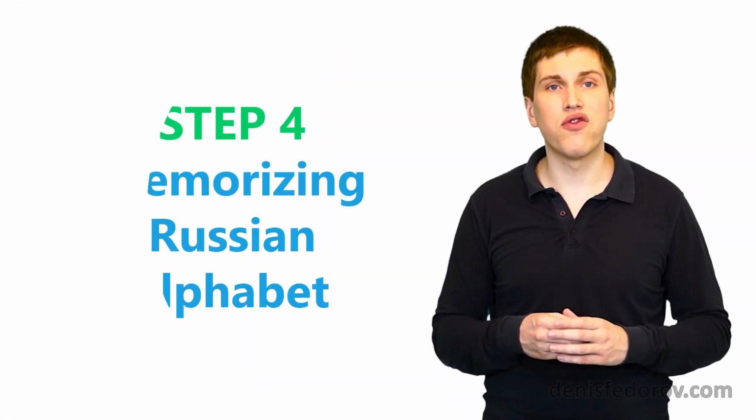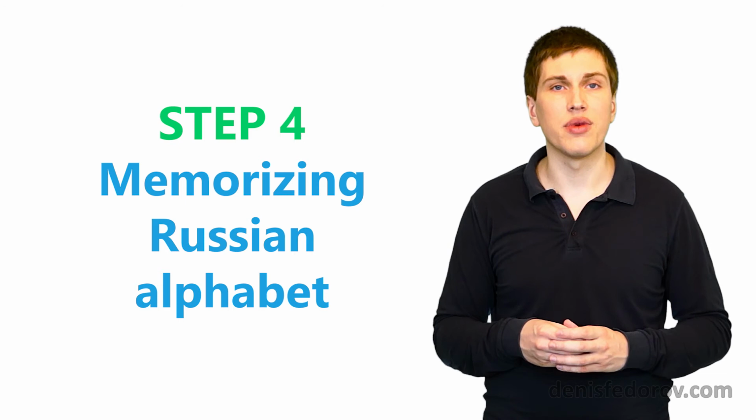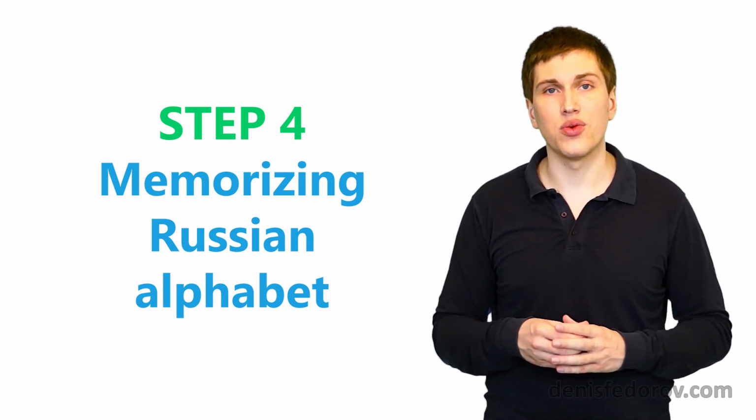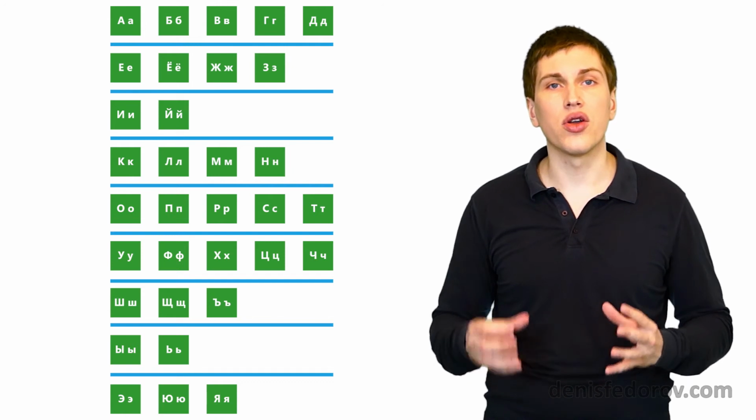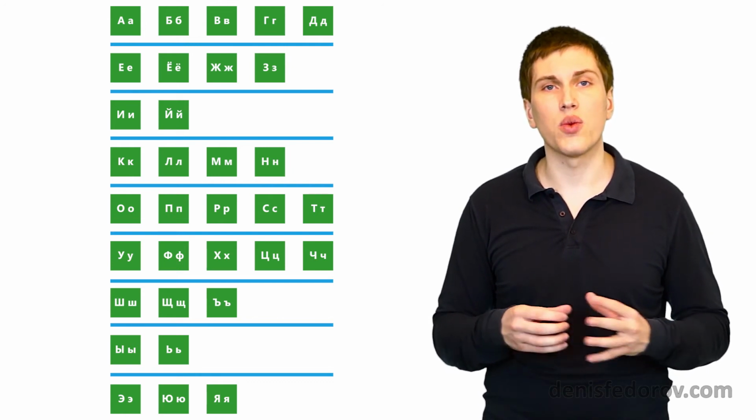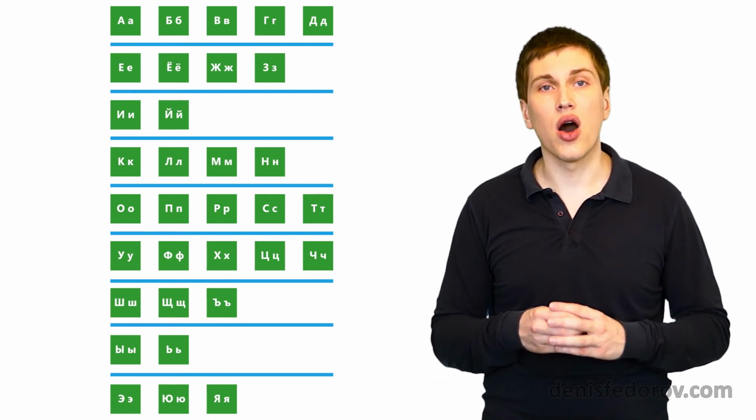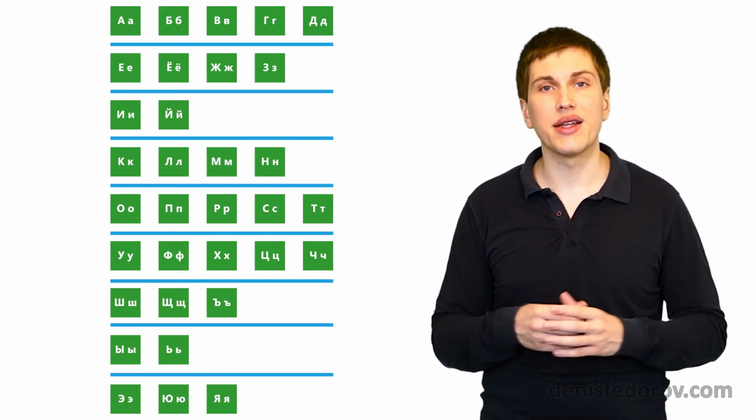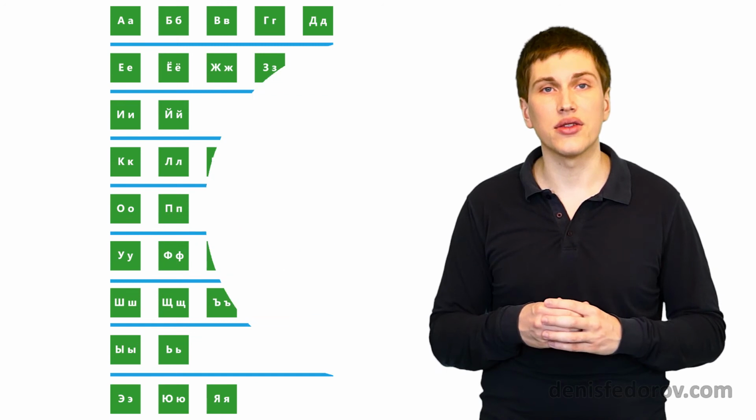Then comes step 4, memorizing the Russian alphabet. Well, learning the alphabet can't be imagined without learning it by heart. And it is not hard actually. The main thing is that you should not force yourself to memorize it in one go. I advise to divide it into several parts, learn only those single parts, and then when done, connect them into a whole. On this channel there is a video about this step that explains this in detail.